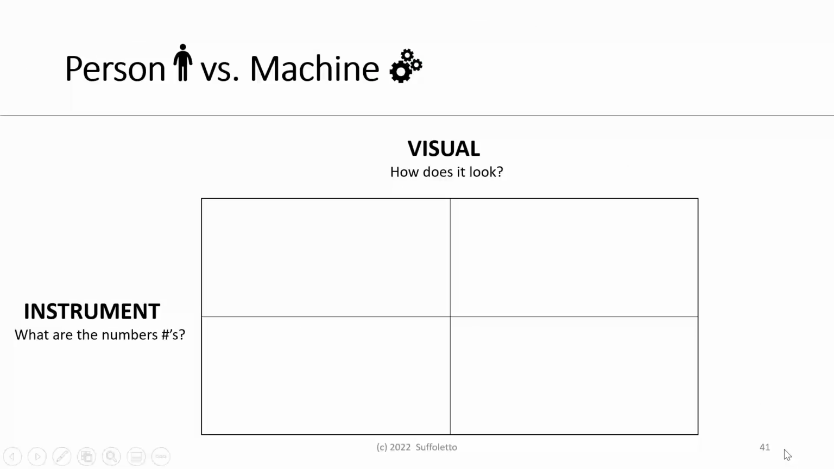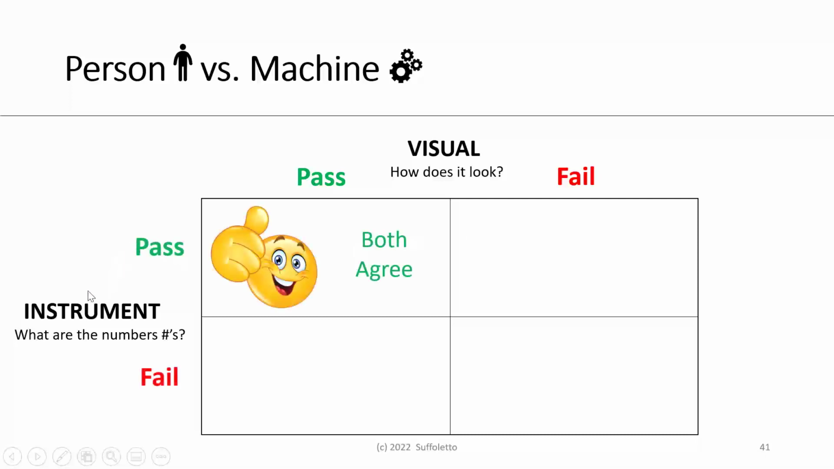Okay, so let's compare the person with the machine. Visually, I'm asking you, how does it look? Instrumentally, I'm asking you, what are the numbers? You can pass or fail visually, and you can pass and fail instrumentally with the delta E. If you pass visually and you pass with the instrument, everybody's happy. There's agreement. If you fail visually and you fail with the instrument with the delta E, again, we have agreement. So you should be happy. You're not happy that you're failing, but you're happy that you have agreement.